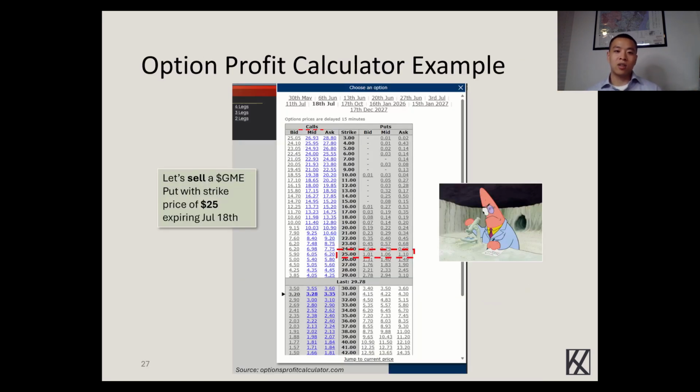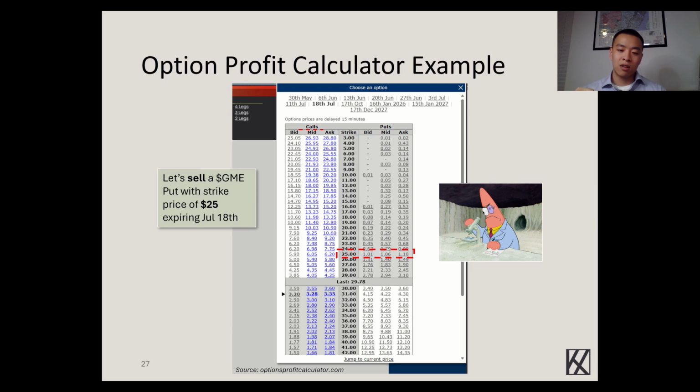Okay, so let's do an example with Options Profit Calculator again. This time, let's sell a GameStop put with a strike price of $25 expiring on July 18th. So I'm back in Options Profit Calculator, hitting the 18th of July expiration. Instead of calls, I'm looking at puts. Looking at the $25 strike, I see a bid price of $1.01, a mid price of $1.06, and a $1.10 ask price. I'm going to hit that mid price. So I'm selling this $25 strike put option for $1.06.